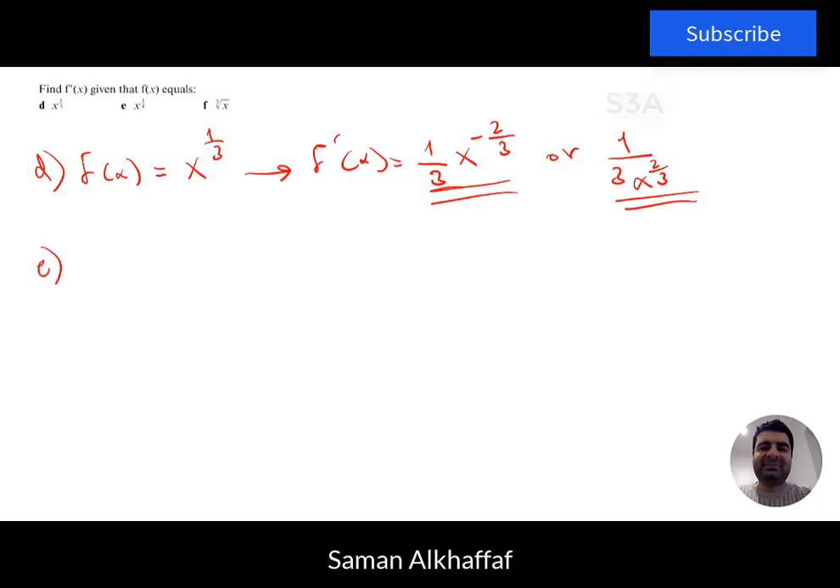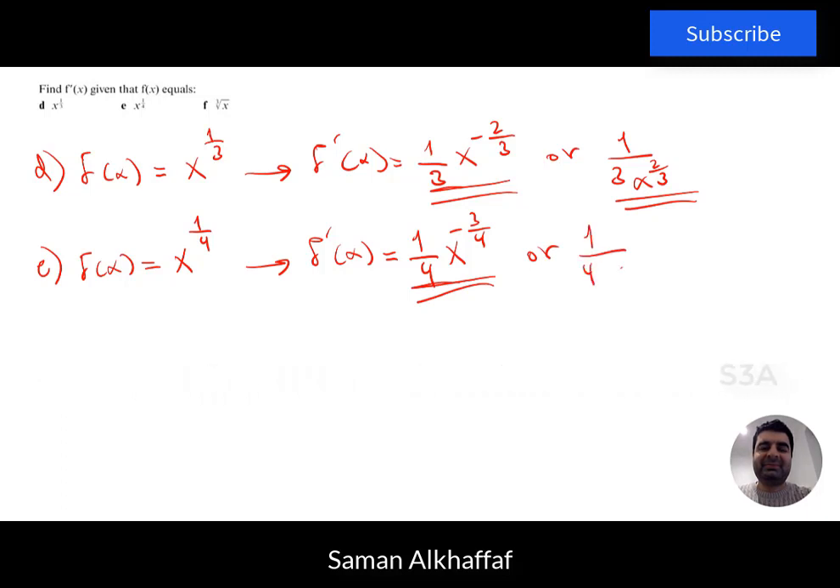For part E, we have the function of x being x to the power of a quarter. So to differentiate this expression, we would have a quarter, x to the power a quarter, take away 1, that would be minus 3 over 4. So in this scenario, we can either write it as the format shown, or we can write it as 1 over 4x to the power of positive 3 over 4. So either way is a correct representation of the answer.